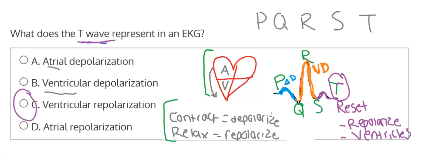The reason we know that this is repolarization of the ventricles as opposed to the atrium is because this reset here is occurring right after the QRS complex. Then we move into the T wave immediately after. So right after this ventricular part, we still have to be in the ventricles to reset it. The atrium has already reset after going from the P to the QRS. So that leaves us with option C, ventricular repolarization, for the T wave on the EKG.